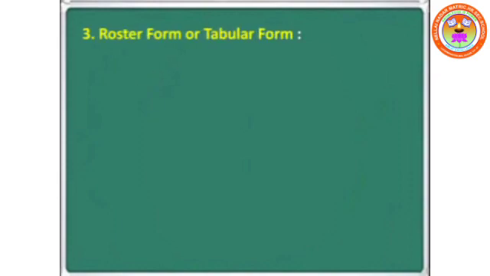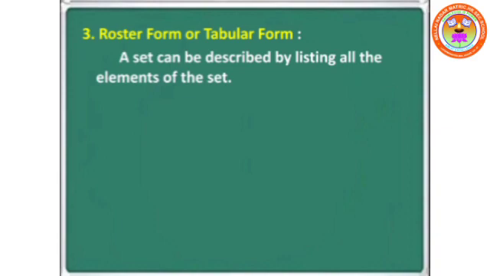Next, third one, roster form or tabular form. In that, we have to list the elements. For example, the set A equal to the set of all a, e, i, o, u. That means descriptive form is in words. Set builder form should have a rule. Roster form, we have to list out only the elements in the set. So, these are the three representations of sets.